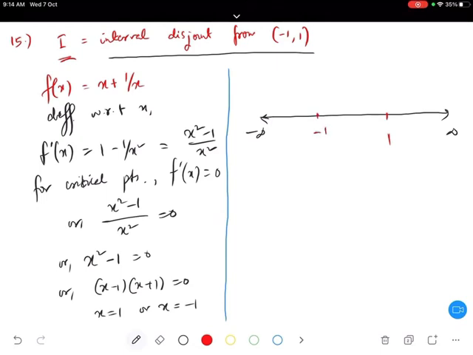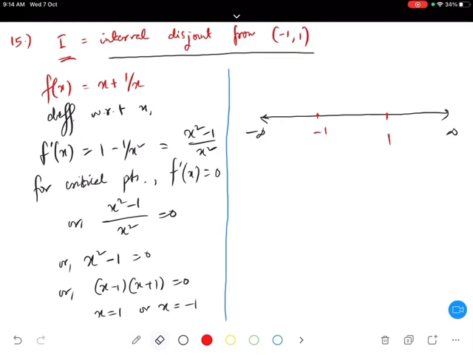Now, this number line has been divided into three parts by these critical points. So first part, second part, and third part. Okay. Now tell me one thing. Just now we will discuss the first part. In the first part, I have all the values on the right hand side of 1. So tell me a value more than 1.